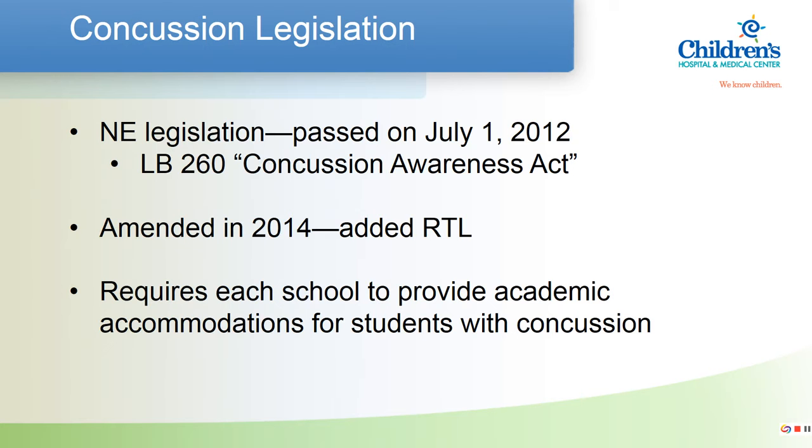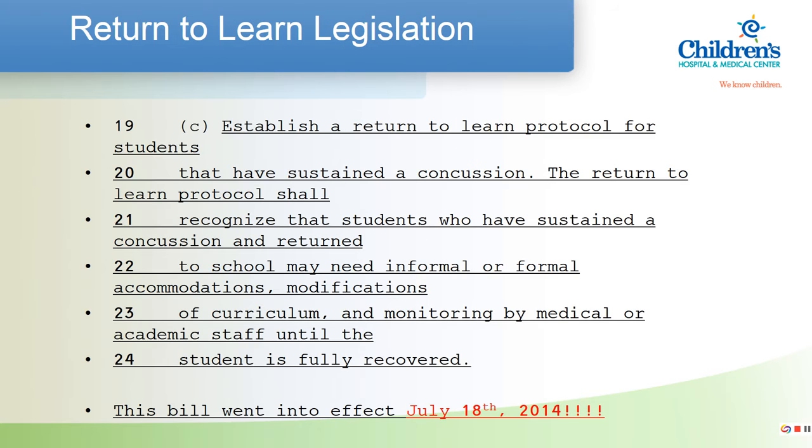But what we realized 2 years later is that we were trying to get kids back into school also, and they were having some struggles. And so this Concussion Awareness Act was amended 2 years later to add the return to learn process. And the basic analysis of that is that it's just a requirement for schools to provide academic accommodations for that student due to their concussion. This is the exact wording of the bill.